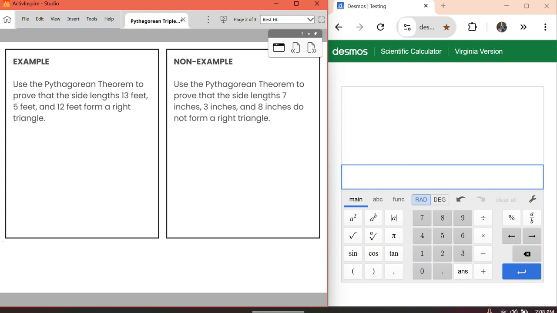So this first one says, use the Pythagorean theorem to prove that the side lengths 13 feet, 5 feet, and 12 feet form a right triangle. So anytime we're talking about a right triangle, we're pretty much going to need the Pythagorean theorem. So I like to start every one of these problems in all of these videos with writing the Pythagorean theorem down. Okay? And then we're going to plug in these three lengths for the three variables.